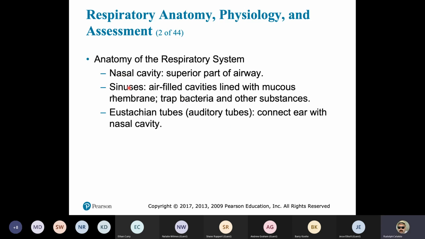Like we said before, sinuses are our nasal cavities lined with mucous membrane that trap bacteria and other substances. It really acts as a filter system. Did anybody know that your eustachian tubes connect your ears to your nasal cavity? I didn't for the longest time, until I was in the OR and we started talking about it. There are small ducts that connect your ears to your nasal cavity. It's a little odd, but they're called your eustachian tubes.